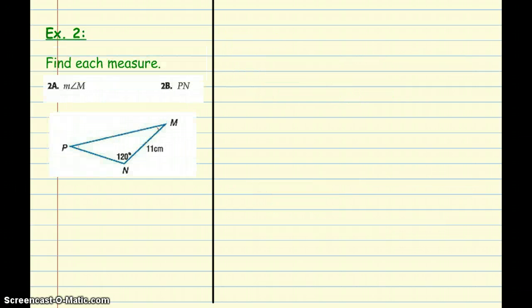All right, example 2. We're going to take a look at this diagram, and we need to find each measure. In 2A, we're going to find the measure of angle M, and in 2B, we're going to find the length of side PN. It's kind of hard to see, but we are given that angle P and angle M are congruent, so I'm just going to mark those angles a little bit more closely. So in 2A, we're going to find the measure of angle M.